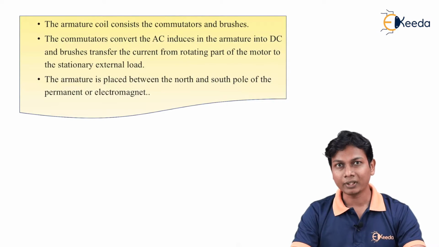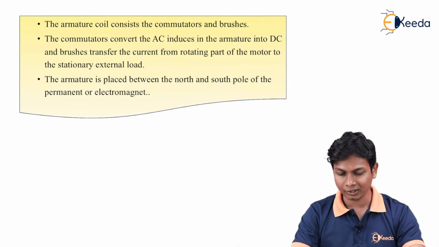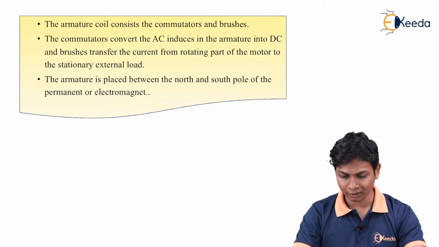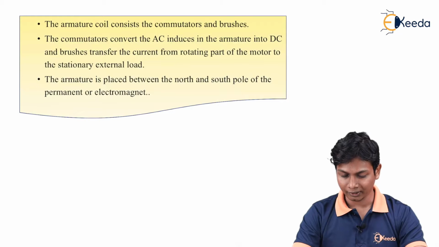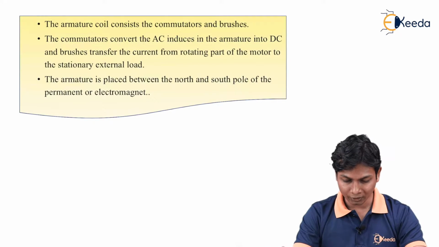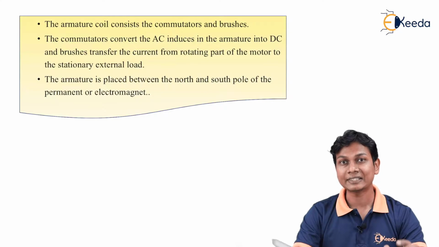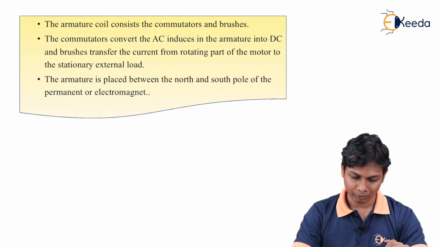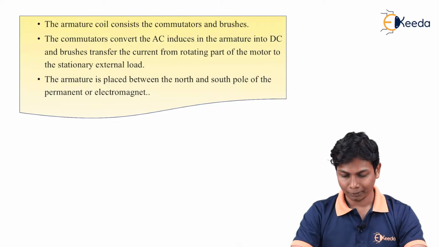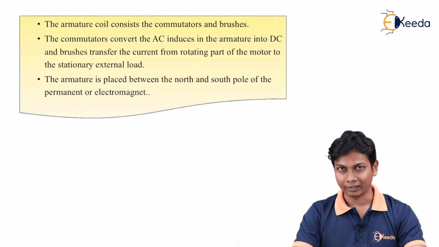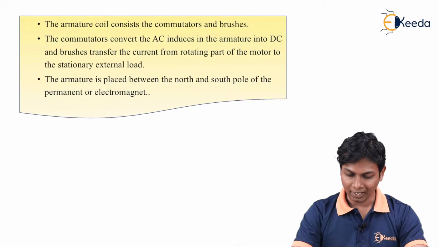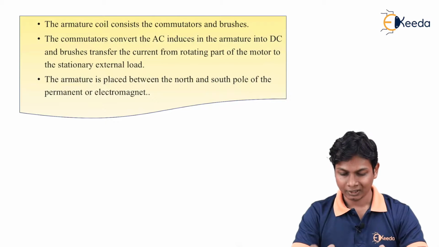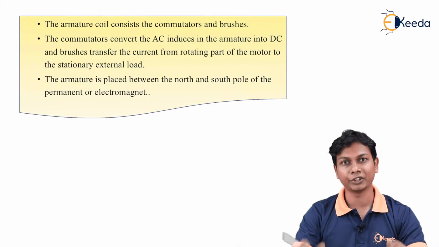So what are commutators? Commutators convert the AC induced in the armature into DC, and brushes transfer the current from the rotating part of the motor to the stationary part, which is the external load. The armature is placed between the north pole and south pole, where the permanent magnet is also there. So the armature is placed in the magnetic field, and the commutator converts the AC induced in the armature.